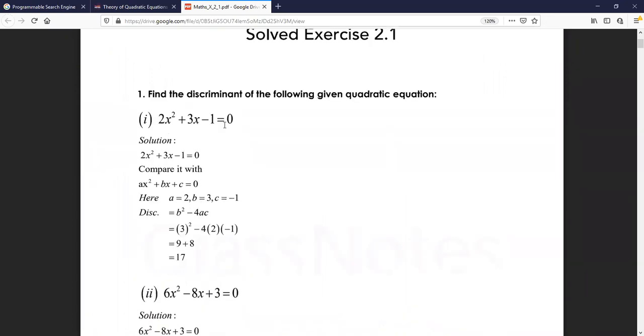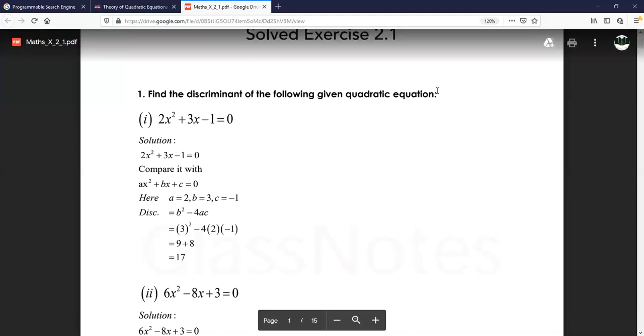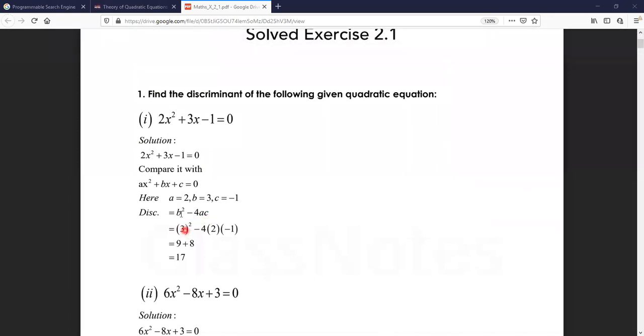2x squared plus 3x minus 1. Just look at the given equation and compare it with ax squared plus bx plus c. So by comparing, I have a equal to 2, b equal to 3, and c equal to minus 1. So the discriminant is b squared minus 4ac. I can write discriminant in the short form, disc. I'm putting b squared value, 3 squared, minus 4, 2, and then the c value, minus 1: 9 plus 8, so I'm getting 17.